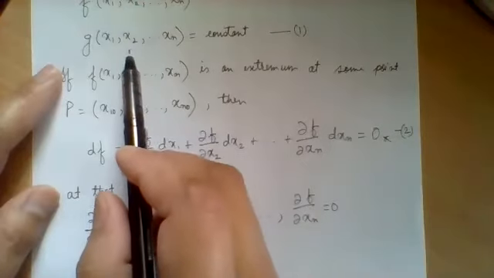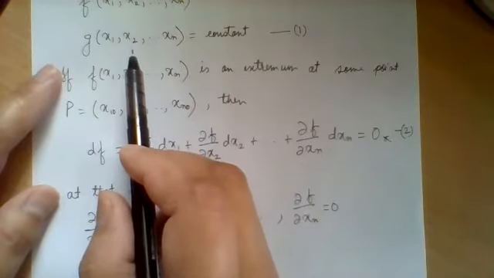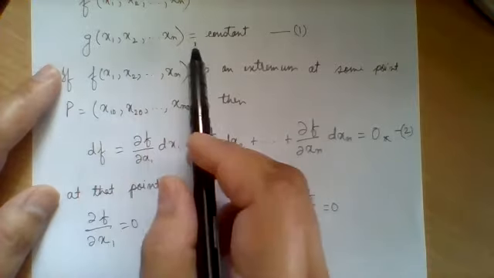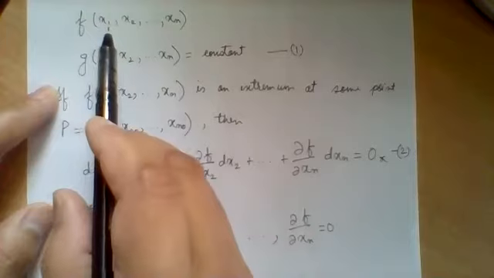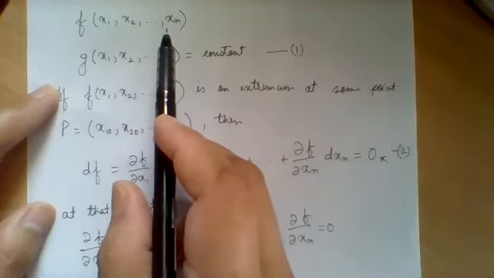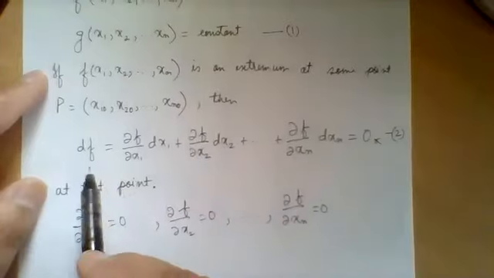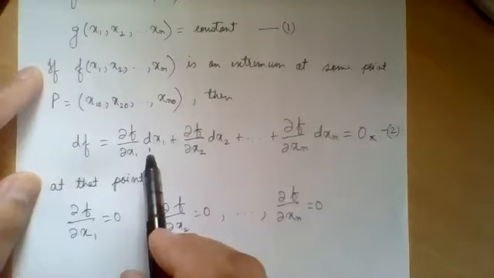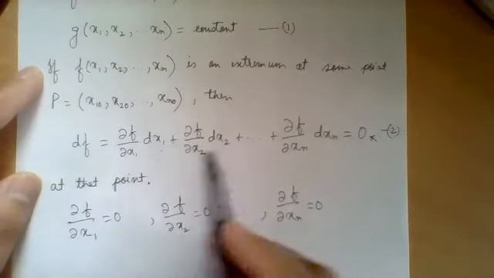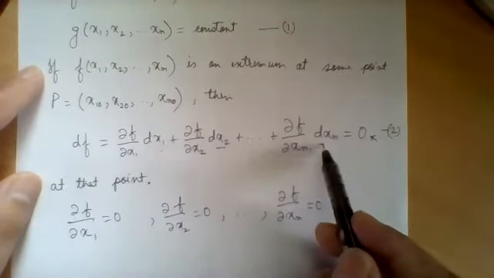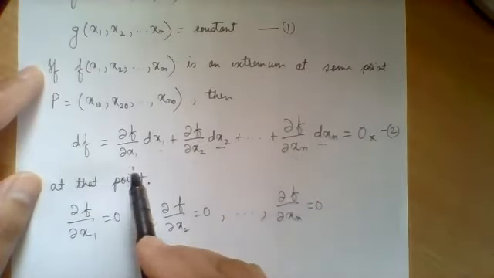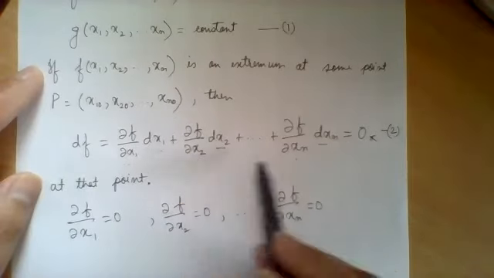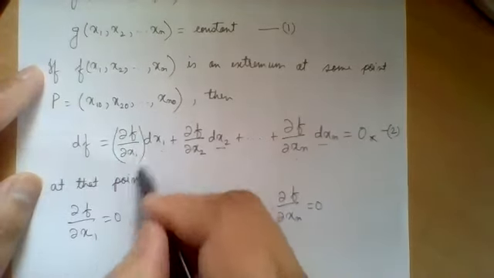When the variables x are independent, with the total differential 0, each of these coefficients, the coefficient of dx1, the coefficient of dx2, and so on till the coefficient of dxn, all these coefficients would be 0. If all the x are independent, then all these coefficients would be 0.